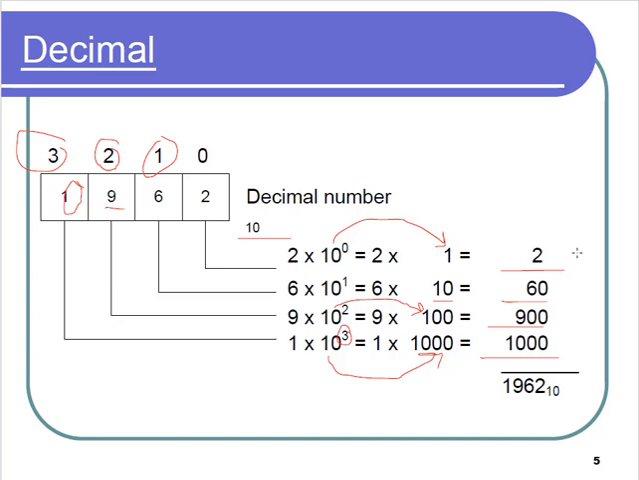If you look into the summation of these numbers from top to bottom, when you add up everything, you will have a value of 1962 to the base of 10. So basically, this is how you use the base number with the position of the number to the power of the position to evaluate the total value based on the base of the numbers. We will look further into this conversion in the next slide.